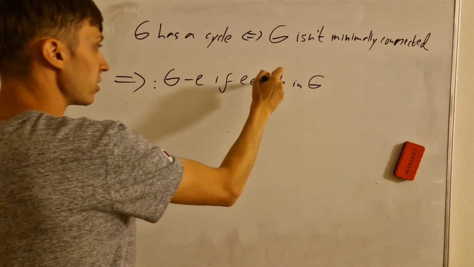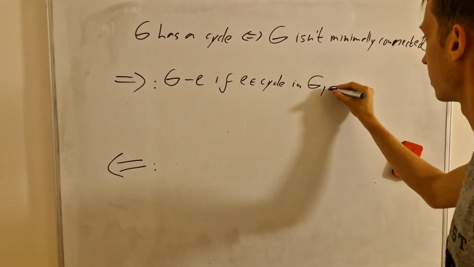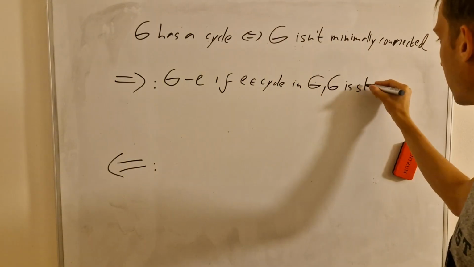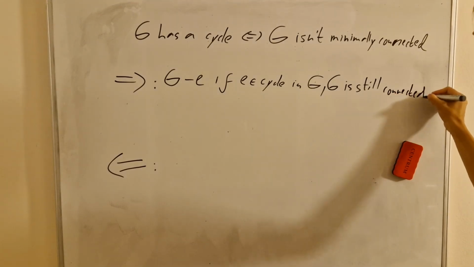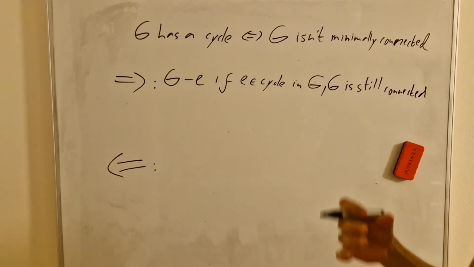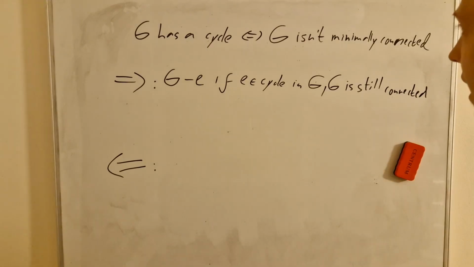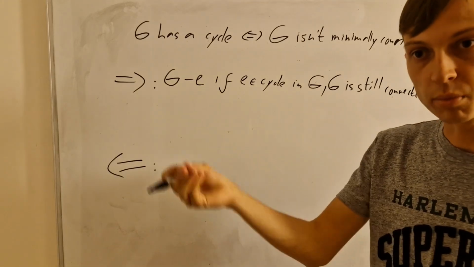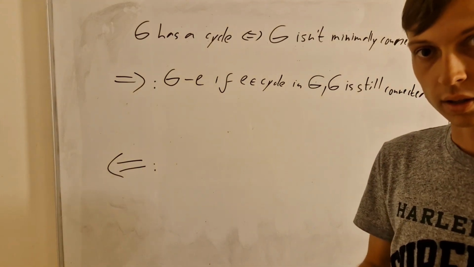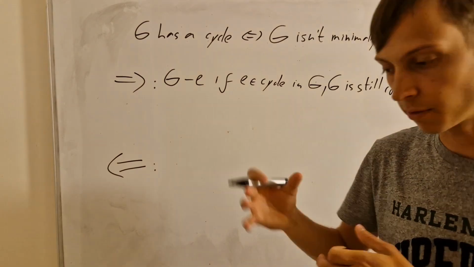If that edge is on a cycle inside that graph, the graph is still connected. But a minimally connected graph will no longer be connected if you remove any edge. So it must be that if G has a cycle, whatever edge you remove from that cycle, the remaining graph will still be a connected one. That's the function of cycles.